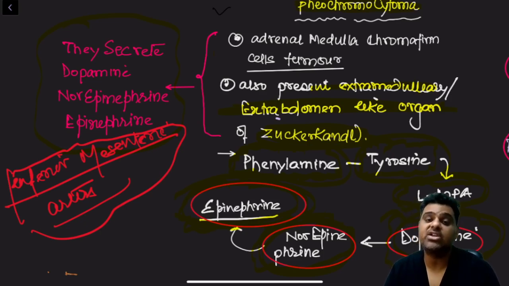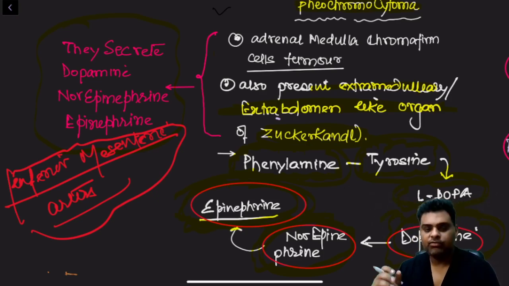So that will be called extra-adrenal pheochromocytoma, or the tumor of the organ of Zuckerkandl. And please remember, they will produce what? They will produce noradrenaline, norepinephrine. That we will understand.